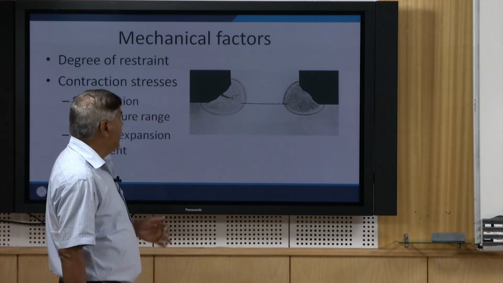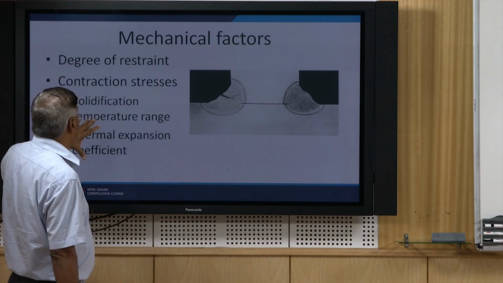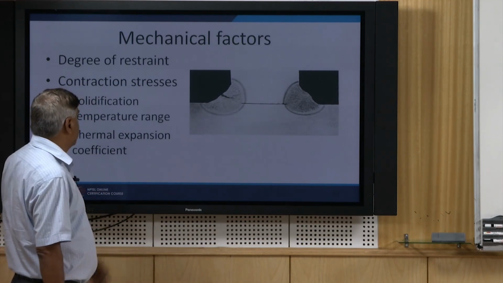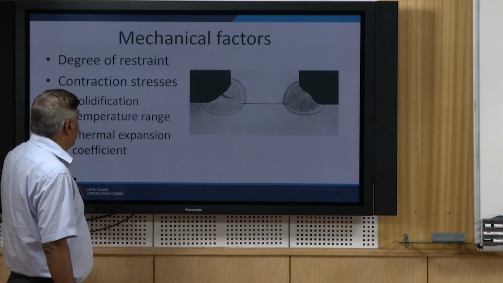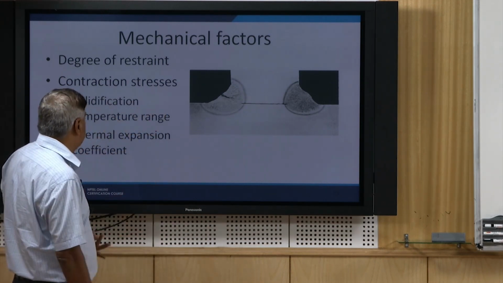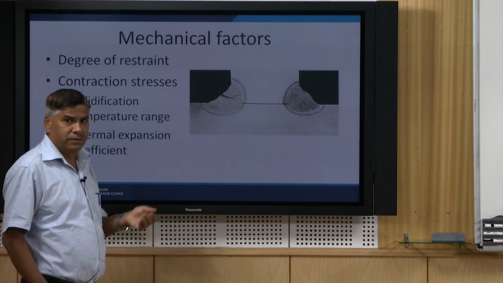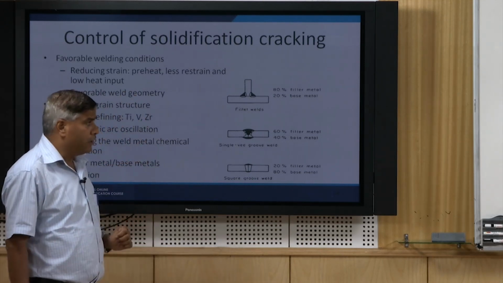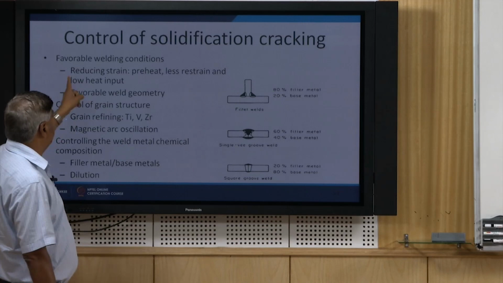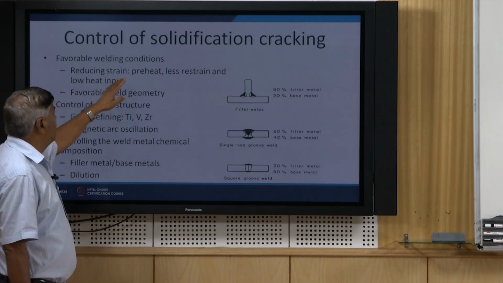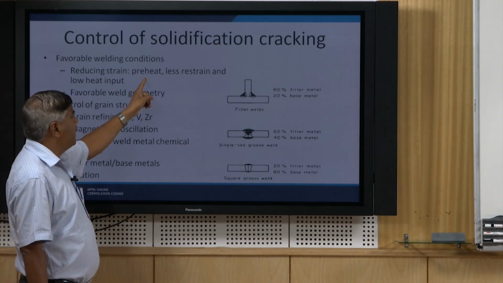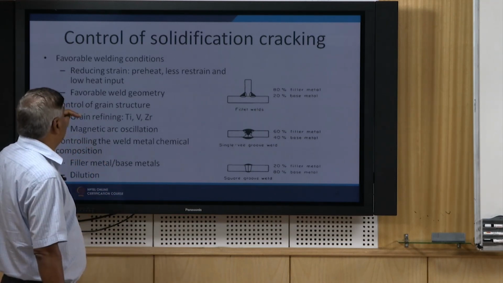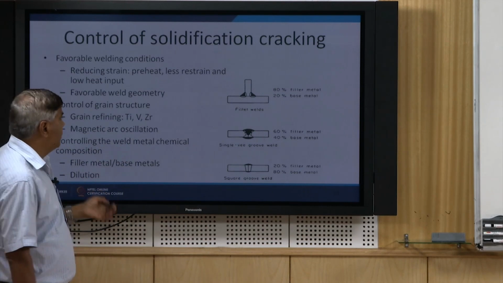Among the mechanical factors, there are two types. One is the degree of restraint: the higher the degree of restraint, the greater the residual stresses and contraction stresses. The higher the solidification temperature range, the greater the contraction stresses which will be set in. The higher the expansion coefficient, the greater the residual stress magnitude. Apart from the other factors, these also affect the solidification cracking tendency. So, by reducing the restraint, increasing the preheat and reducing the heat input, these factors in totality will reduce the residual stress magnitude. So, they will reduce the solidification cracking.